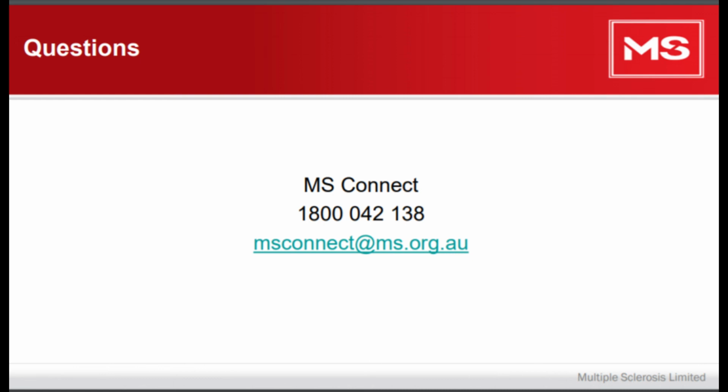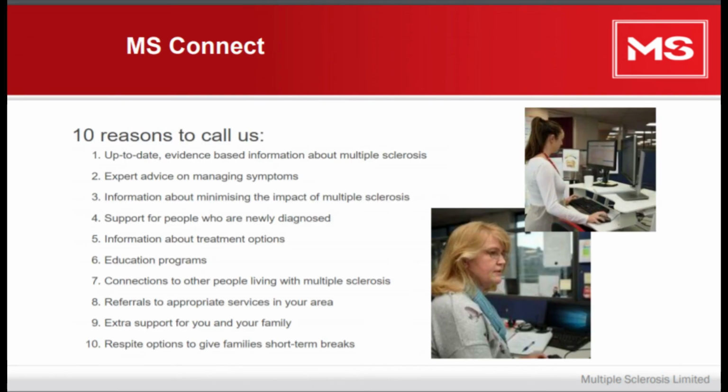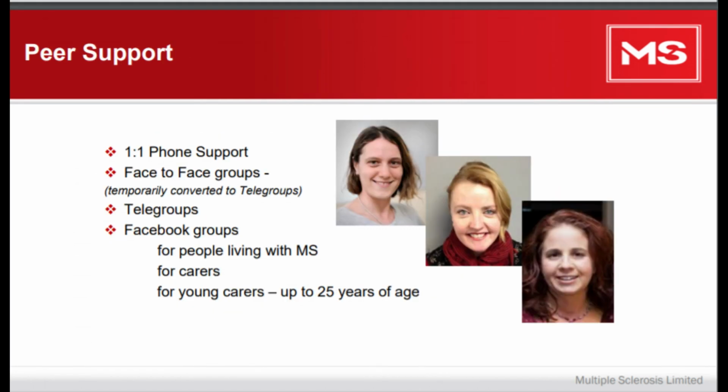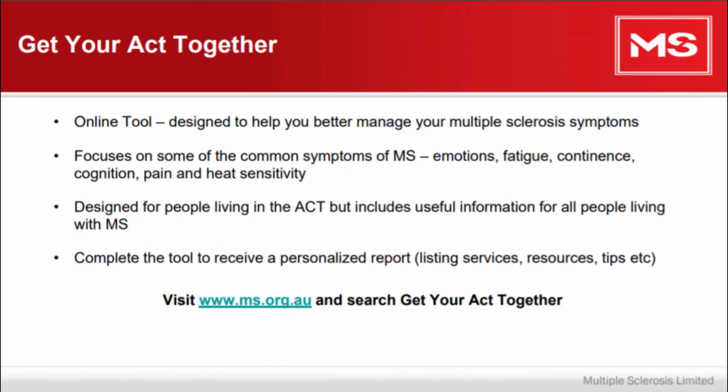So here are some of the reasons why you might contact MS Connect. As I mentioned, we've got a wonderful peer support team. They do face-to-face support groups, telegroups, Facebook groups, and you can find a group that really relates to the situation that you're in. We've got an online tool called Get Your Act Together to help you manage common symptoms of MS. I've spoken about our employment support service.